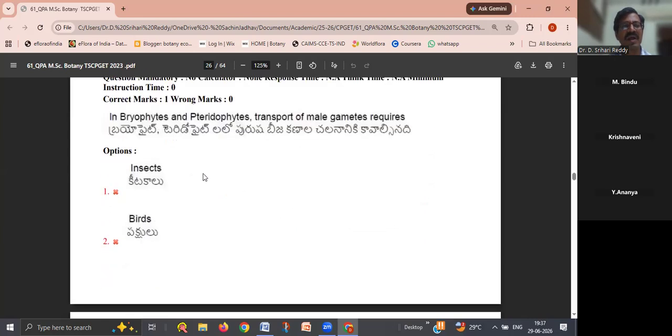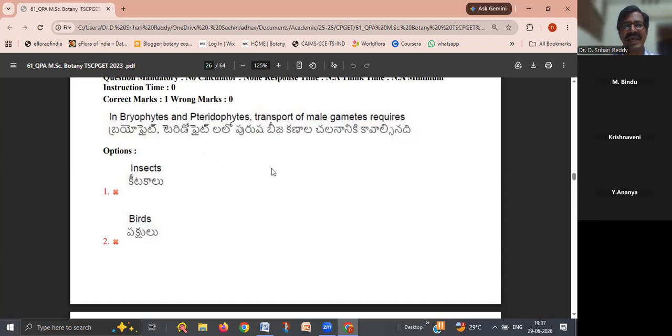Next, in bryophytes and pteridophytes, transport of male gametes requires. This is a very important question because bryophytes, also called mosses, grow very near water surroundings, in marshy soils, in wet soils, in wet areas only. Why? Because for their fertilization, they release the antherozoids. What are antherozoids? Antherozoids are the male gametes with flagella. For the movement of the flagella of the antherozoids, they require water or moisture.